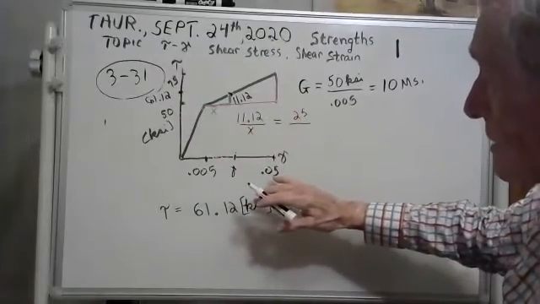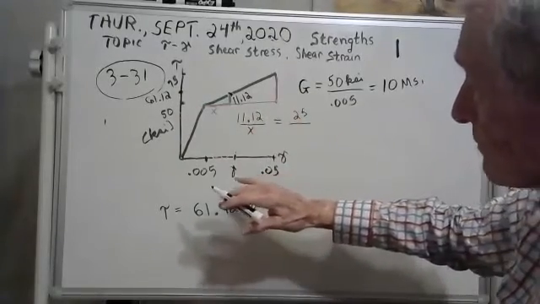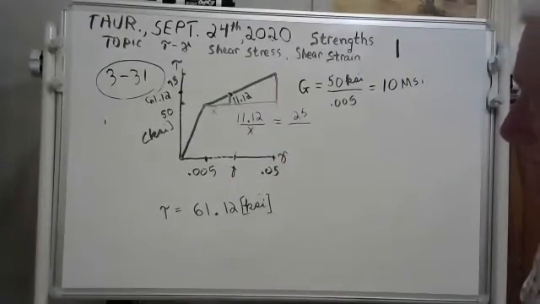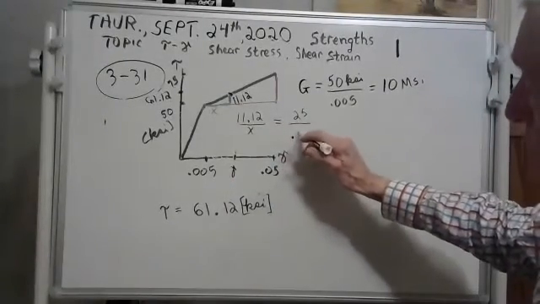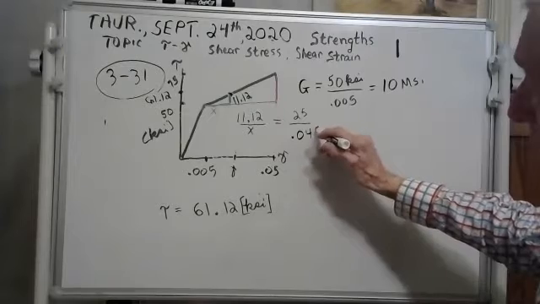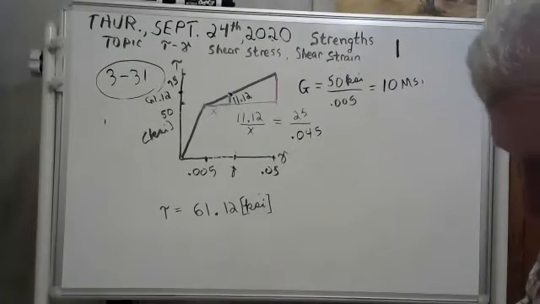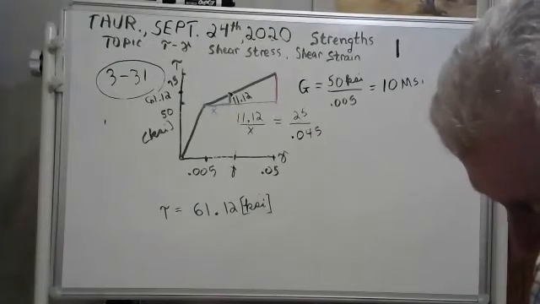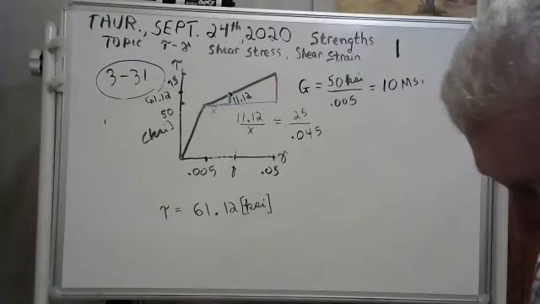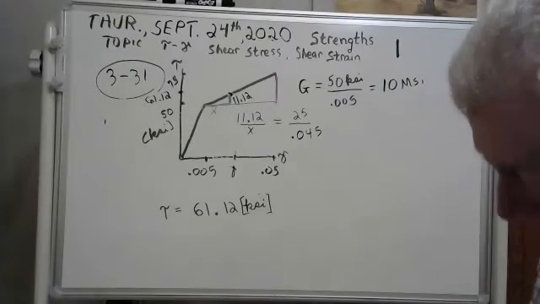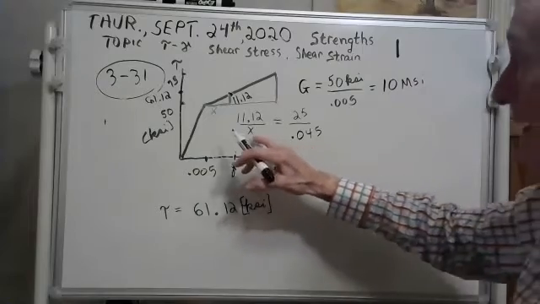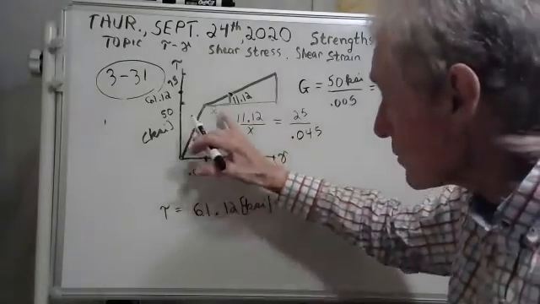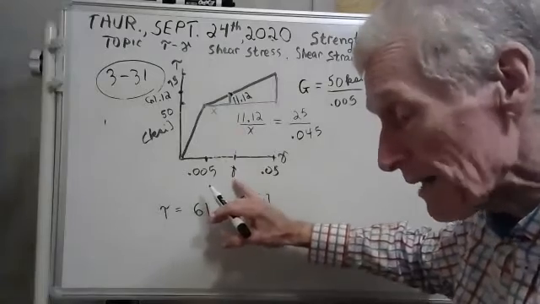Well, I know what that is. That's 0.05 minus 0.005. I know what that is. That's 0.045, I think. Let me double check that. If you take 0.05 and you subtract 0.005, yeah, that's what you get. Hey, I can find what that little x is. Once I know what that little x is, I can find what this gamma is.